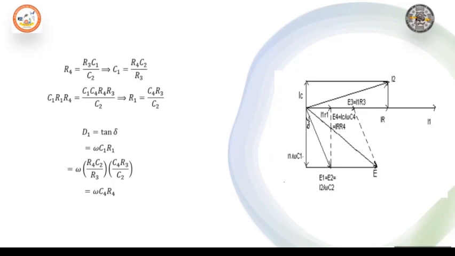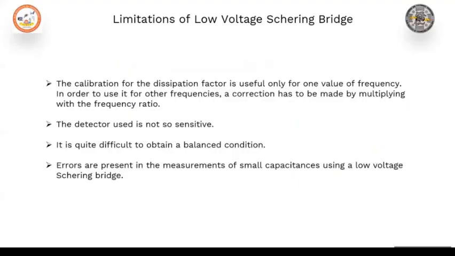A commercial Schering bridge measures capacitors from 100 picofarad to 1 microfarad with plus or minus 2% accuracy. This bridge is widely used for testing small capacitors at low voltages with very high precision. Please keep this in your mind. So that completes the Schering bridge.